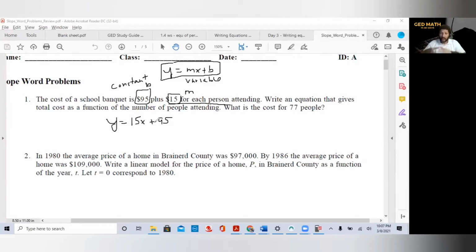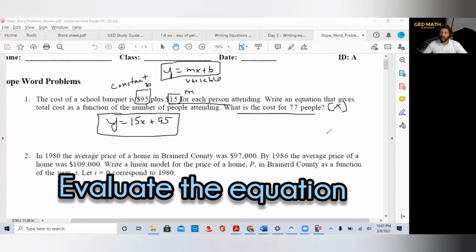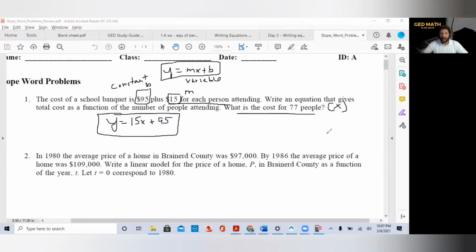Because for every person that's coming, they're going to charge $15. So that's one part of this question, the equation. What is the cost of 77 people? Well, this is in essence x, because 77 people are coming. So let me save this and clear it.